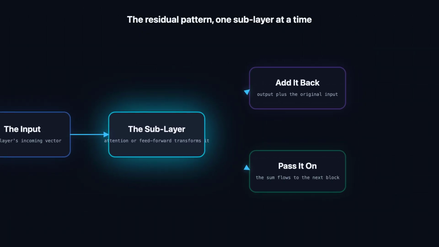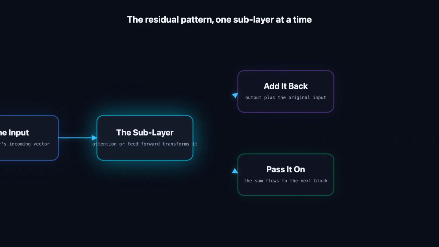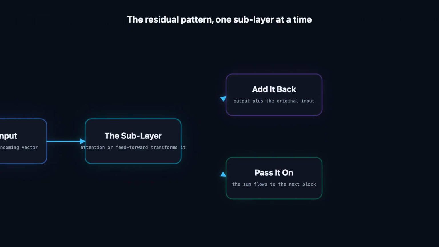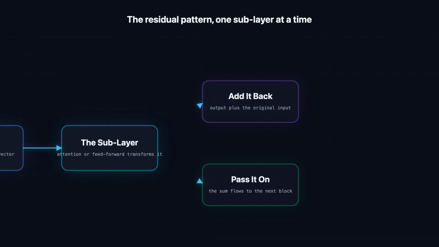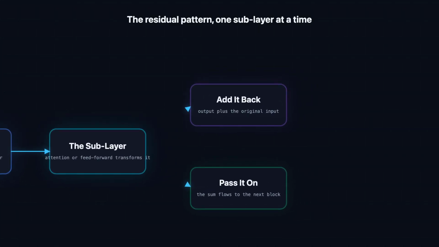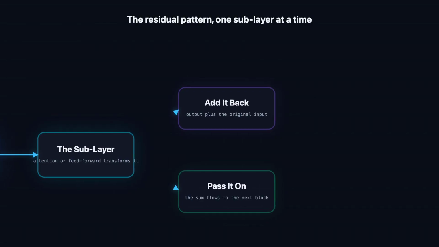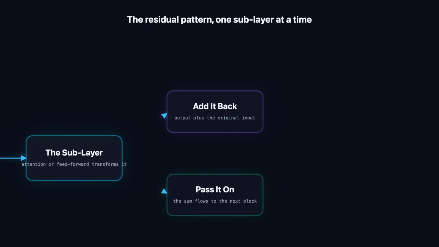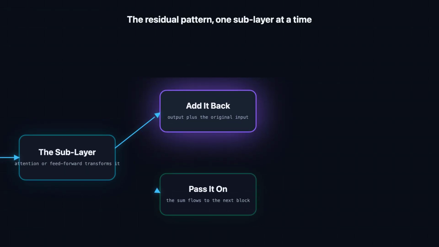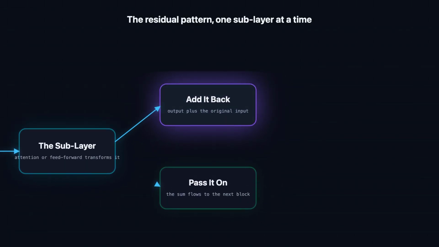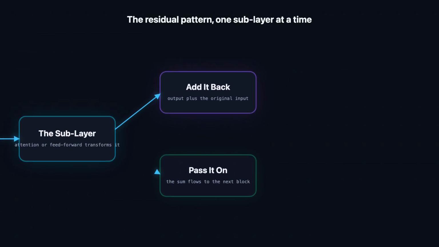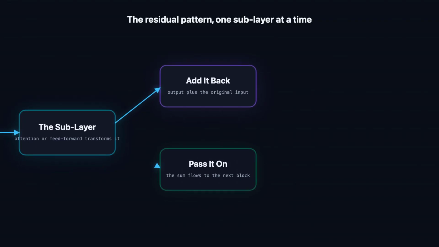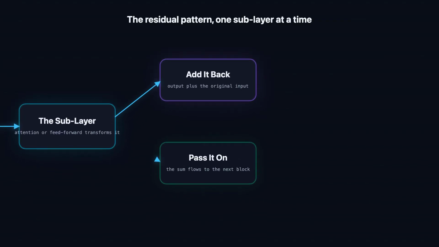Now let the sublayer do its work, transforming that input however it likes, mixing tokens together or reshaping features. In a plain network, this transformed output would just march straight on to the next layer, and the original input would be gone forever. Here's the magic step. Before passing anything forward, add the original input back onto the transformed output. Output equals input plus whatever the layer computed.